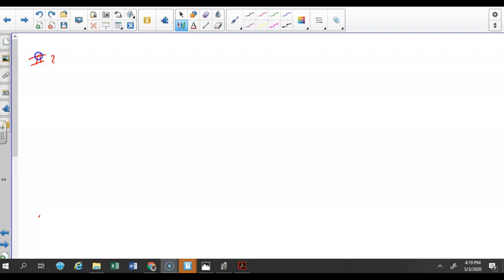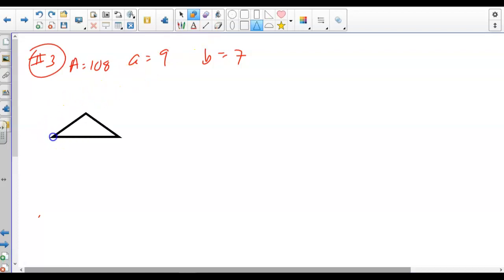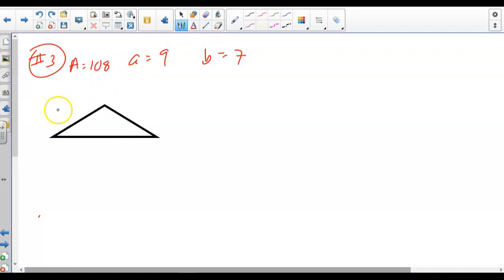So again, number 3, where A was 108, little a was 9, and B was 7. All right, we have a triangle, A, B, C. This is not really to scale, but I'm just going to label it up. 108, 9, 7. We're going to find our missing angles and sides. We're going to complete the triangle right here.